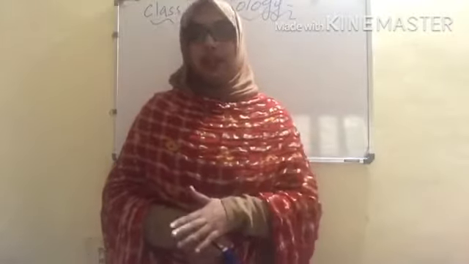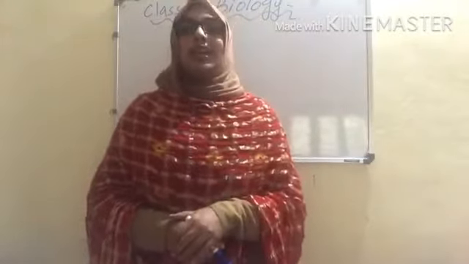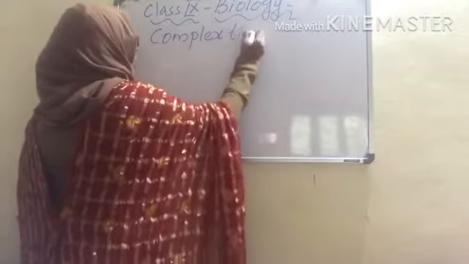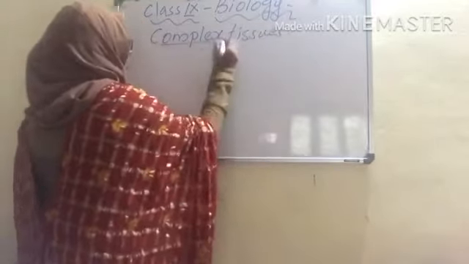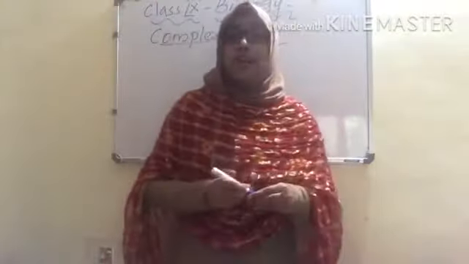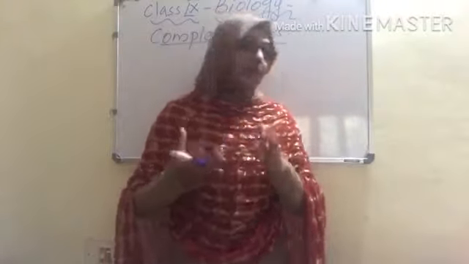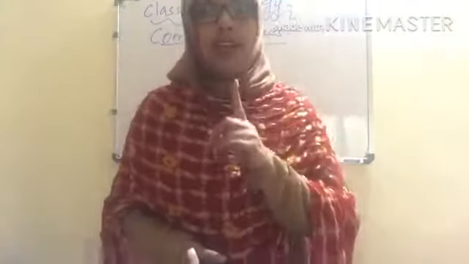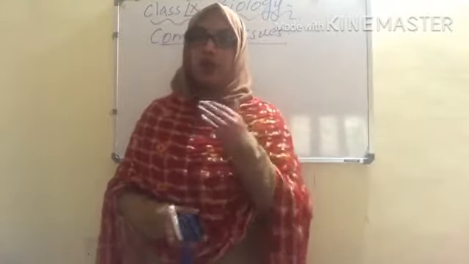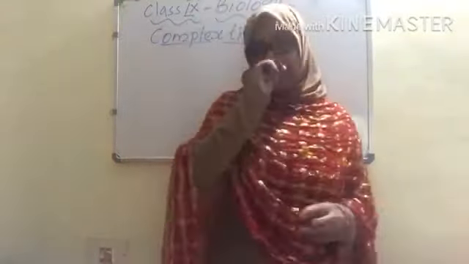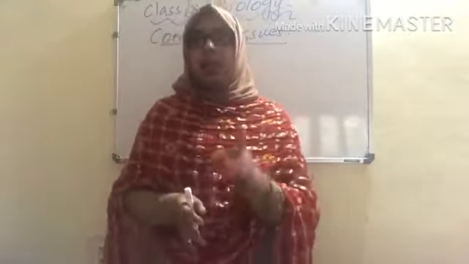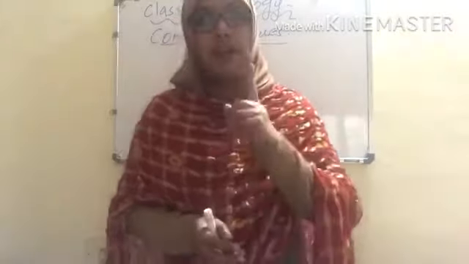Today we will be continuing the tissues. So today we will be dealing with complex tissues. The different types of tissues we discussed until now were made up of only one type of cell. Until now we were discussing parenchyma, sclerenchyma, collenchyma, but more or less they are made up of only a single type of cell.